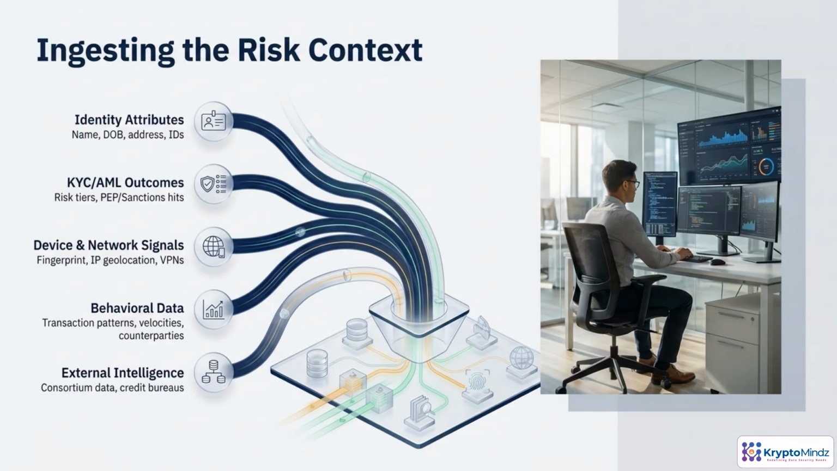Risk engines are only as good as the context you feed them. Here, risk is a composite signal built from multiple streams. You start with static identity attributes, then layer on KYC and AML outcomes like risk tiers or sanctions hits. Next come device and network signals, followed by behavioral data such as spending patterns and velocities. Finally, you enrich everything with external intelligence from consortia or bureaus. Architecturally, your responsibility is to ingest, normalize, and correlate all of these in near real time.